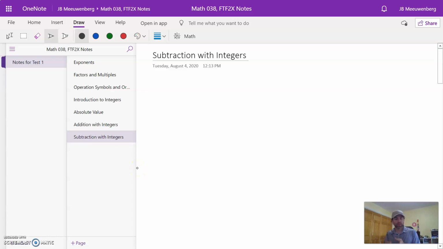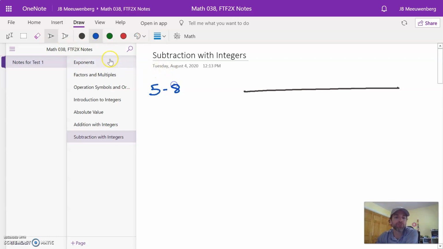So now that we've done addition with integers, we can turn it around and do subtraction with integers. And we're going to approach it the same way, by visualizing it on a number line. So here's my number line. The first problem we're going to look at is 5 minus 8.